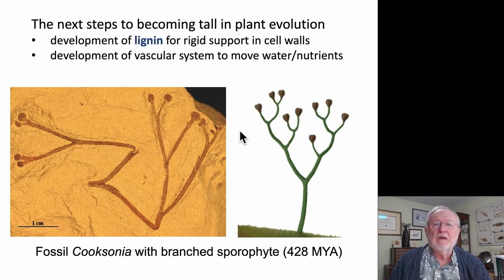This is Cooksonia. This is a cartoon drawing of what we think Cooksonia looked like. And so the expansion with the development of lignin, we think took place about 425 or so million years ago. Associated with this lignification was also the development of a vascular system. And the purpose of the vascular system is to move water and nutrients from the soil surface on up to these higher photosynthetic tissues.